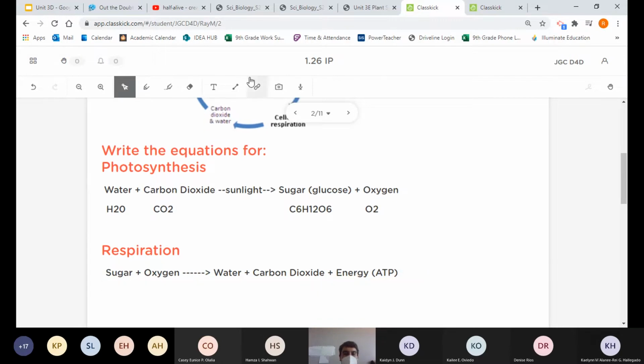So they're inverses. Remember that the products of one are the reactants of the other, and vice versa, right? So products of this one, the reactants of this one, and so on and so forth. That was messy. I can do that better. How about like this? And like this. You know what I'm saying. It's easier with the whiteboard.